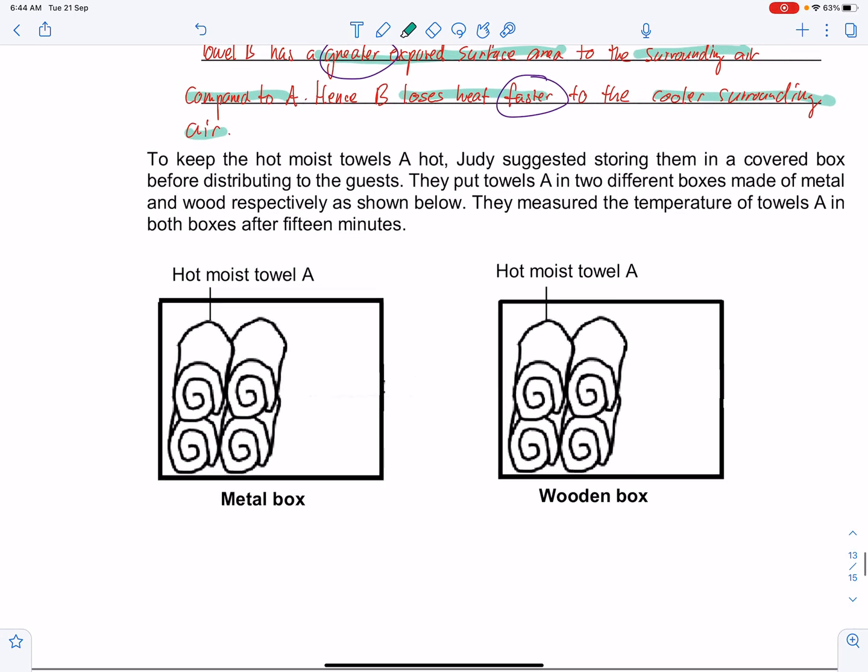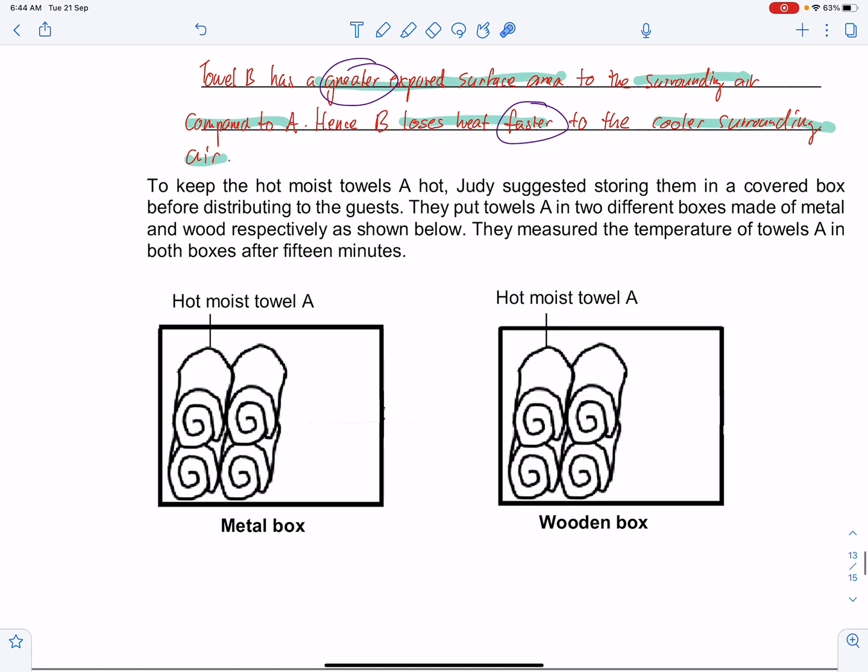Moving on. To keep the hot, moist towels A hot, Judy suggested storing them in a covered box before distributing to the guests. They put towels A in two different boxes made of metal and wood respectively, as shown below. They measured the temperature of the towels A in the boxes after 15 minutes.